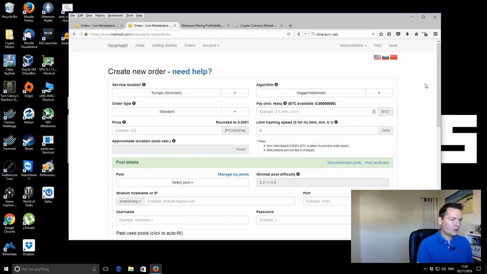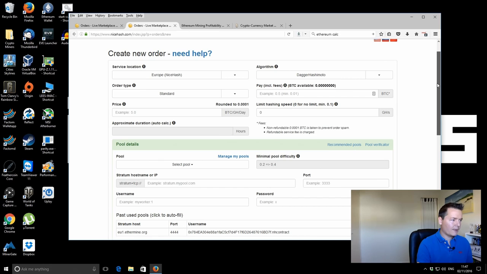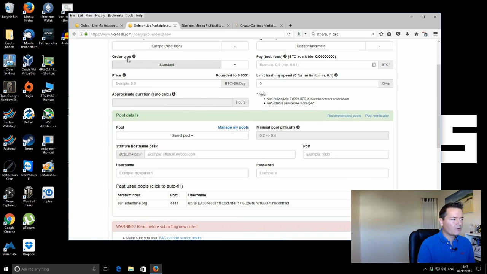Moving over to the actual order form now, I'll break it down for you bit by bit. Okay, so we've got this service location. Like I said before, if you're in a European country and you want to connect this European hashing power to your European pool, then go with that option. If you're in the United States, then you want to connect the US miners to your American pool. So just choose the location that's appropriate, not actually for you, but for your pool. Then we've got order type standard.